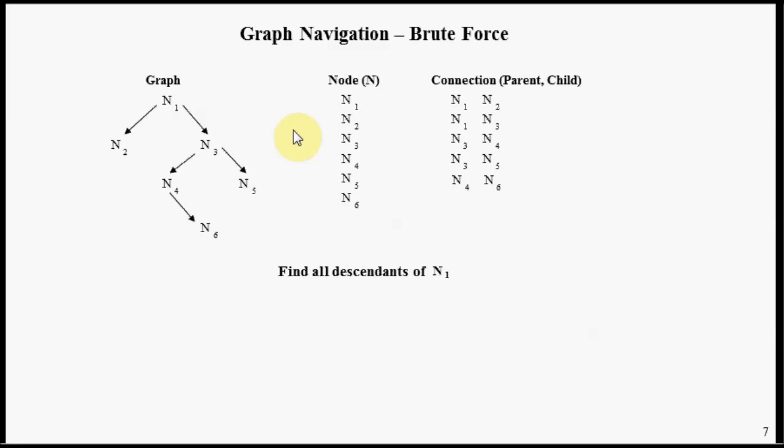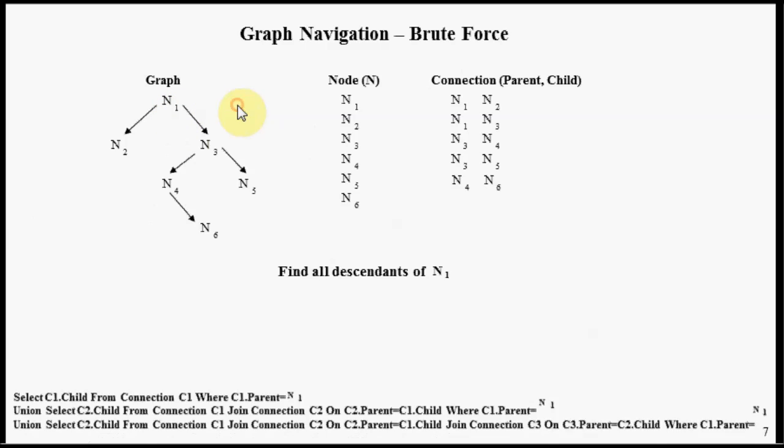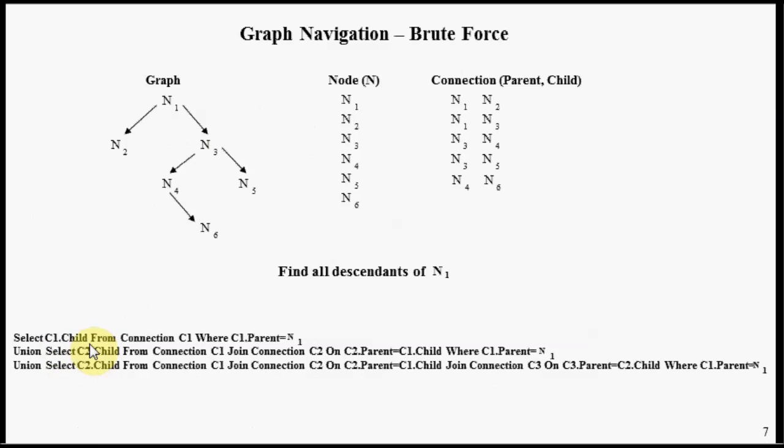Let's use SQL to explore a brute force method for navigating a graph. Given our graph here, we would like to find all of the descendants starting from node N1. The brute force method looks like the following. We have these select statements, union select statements, representing the various levels of the graph. One of the problems with this approach is you have to have hard-coded knowledge of the number of levels of the graph in advance.